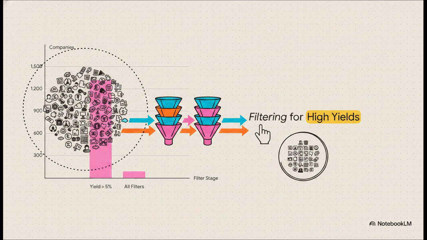Just look at how incredibly efficiently this works in real time. If you only screen for a 5% yield, you get this massive, overwhelming list of over 1,300 companies. But by applying those precise stacked filters we just talked about, you instantly cut that giant list down to a highly curated, easily manageable list of just 91 actionable symbols. I mean, it literally does the heavy lifting for you.